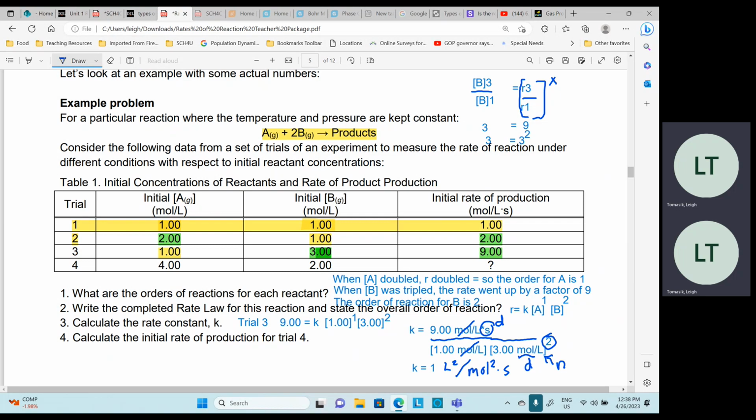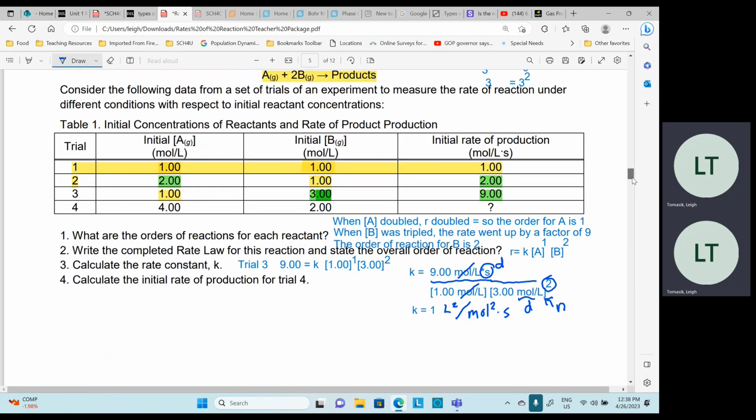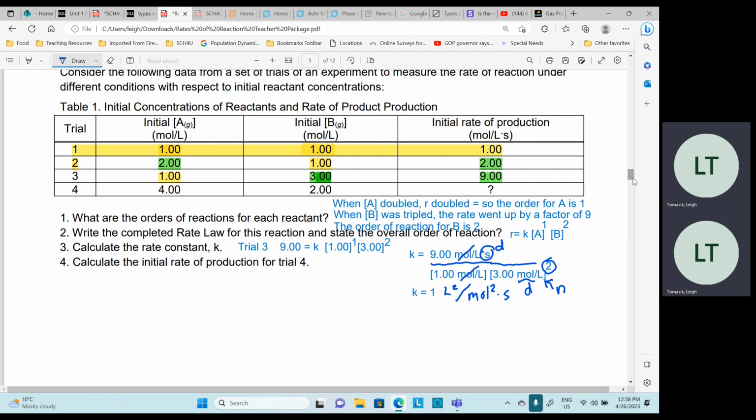I hope that makes sense. Give me an email if it does not make sense, and I'll find a video on how to determine the rate law constant for you. So it says calculate the initial rate of the product for trial 4. Now that we know K, we can take any 2 concentrations of the 2 reactants, and we can find out how fast it goes, right?